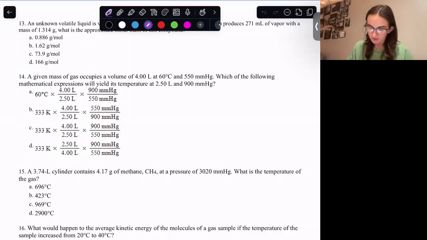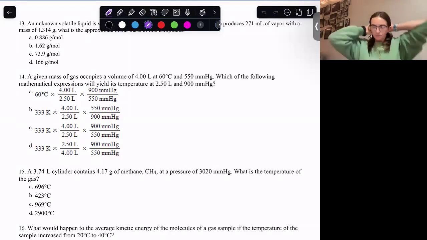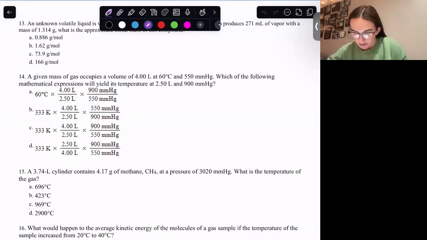Okay, awesome. So for question 14, we said a given mass of gas occupies a volume of 4 liters at 6 degrees Celsius and 550 millimeters mercury. Which of the following mathematical expressions will yield its temperature at 2.50 liters and 900 millimeters of mercury?